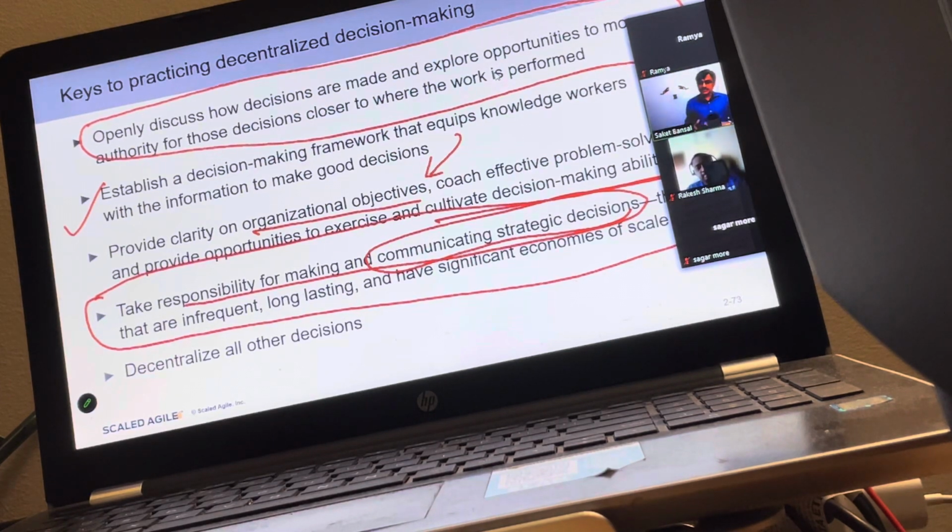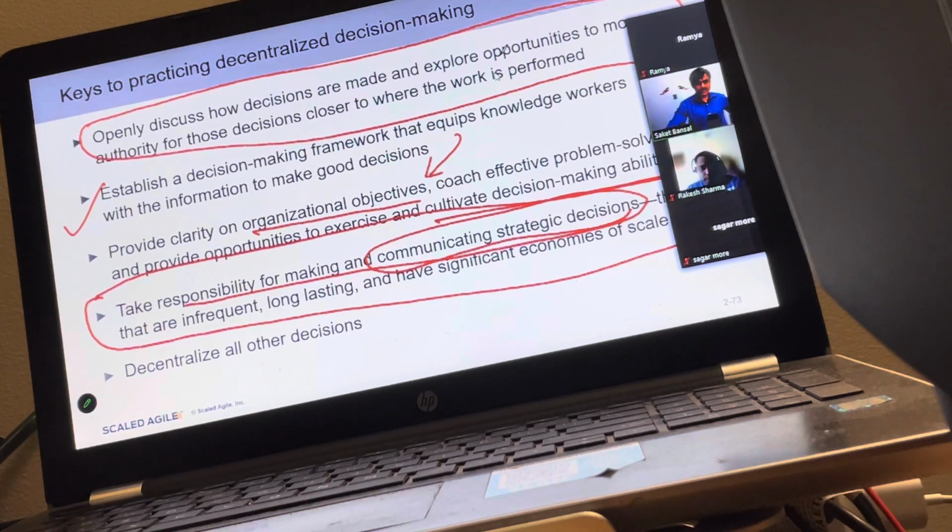In case some decision has to be made at a centralized level, the people who are making the decision should communicate well and explain the justification behind those decisions so that people can appreciate the whole context rather than just following the management decision. So that's the idea here.